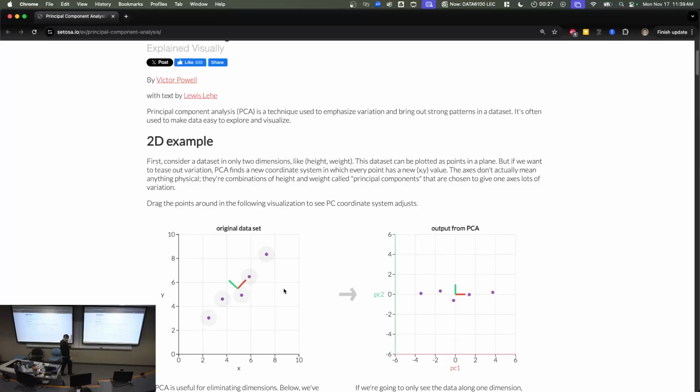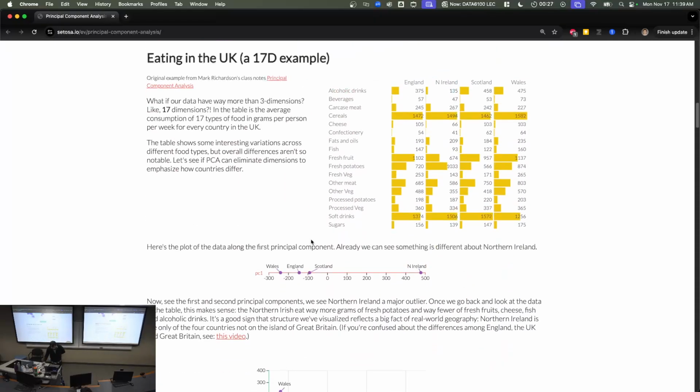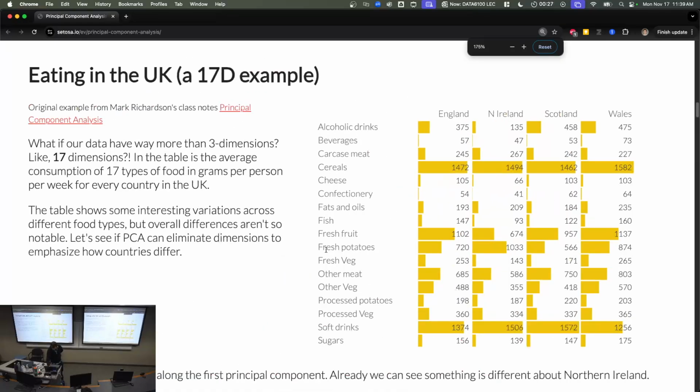It really starts to get powerful, not in 2 dimensions, but in higher dimensions, like the example we're looking at. Here's 3D. We'll do the 3D one in a minute, but here is the one we just did. This is called the eating in the UK. What if our data has more than 3 dimensions, like 17 dimensions? This table is the average consumption of 17 types of food in grams per person per week for every country in the UK.